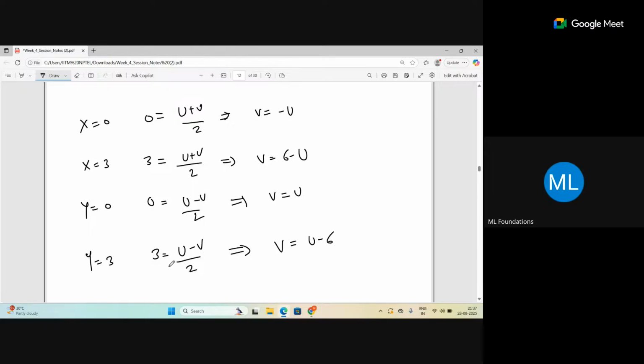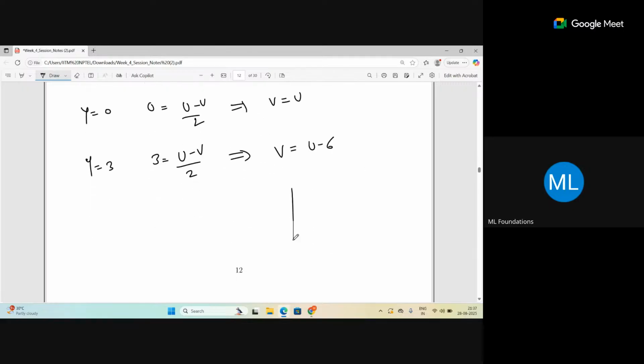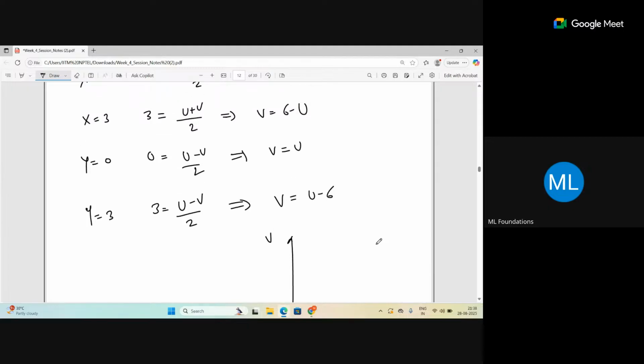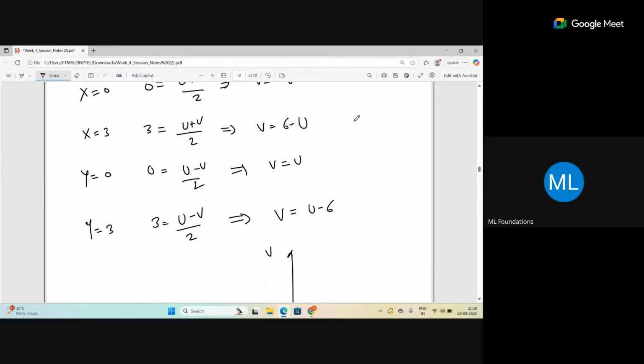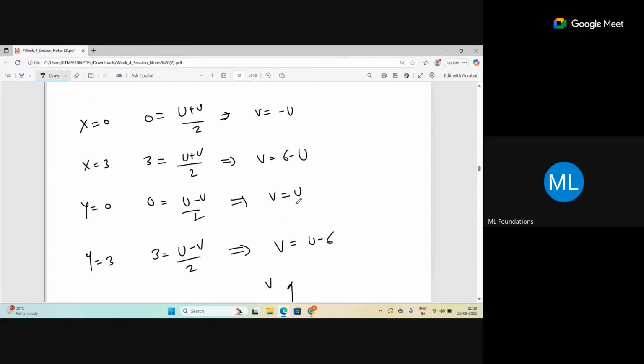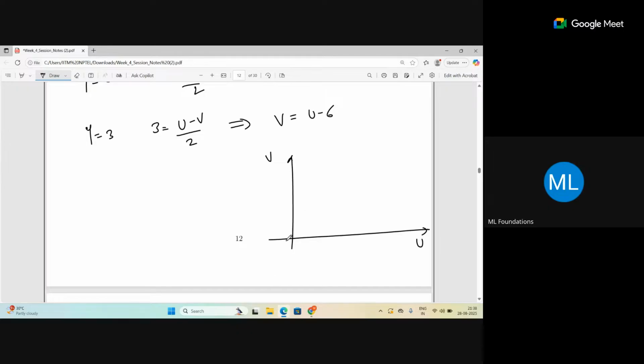So if I plot all of these lines, how does that look? How will this support look? Let's say v is my y-axis and u is my x-axis. So v equal to minus u. Okay, let us plot this plus first. u equal to v, and that is this one. u equal to v, right?